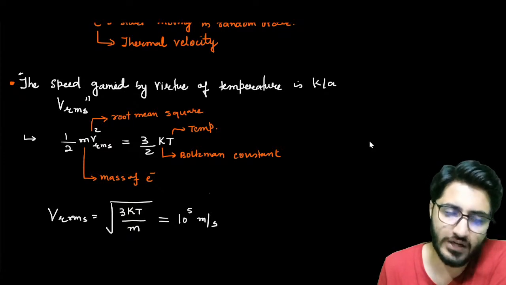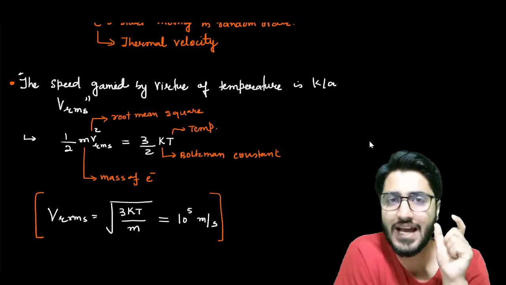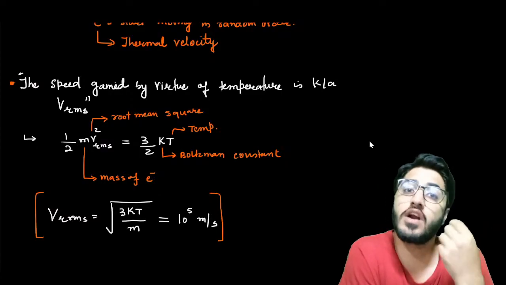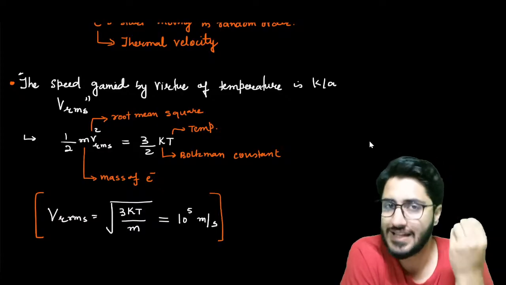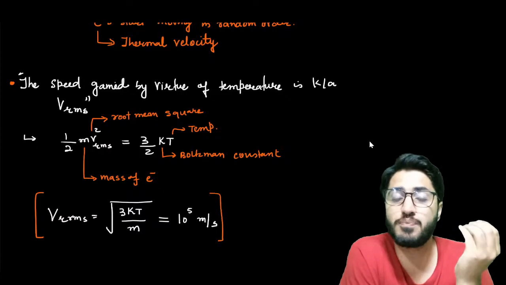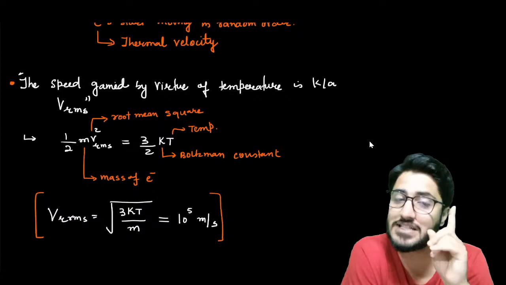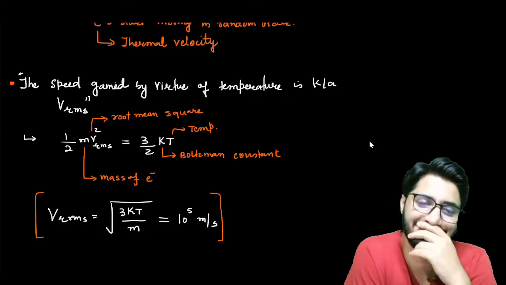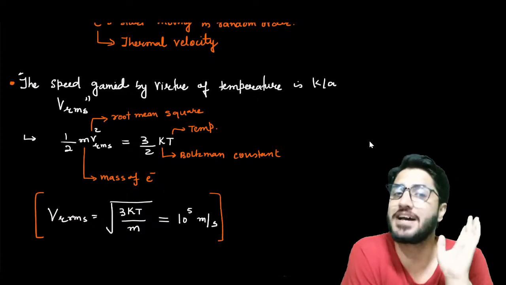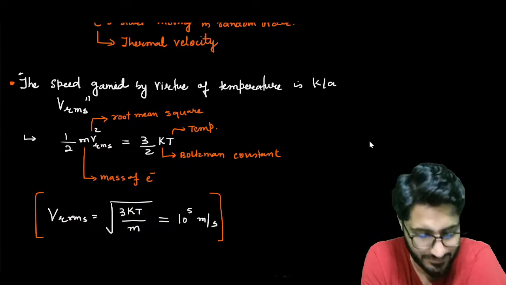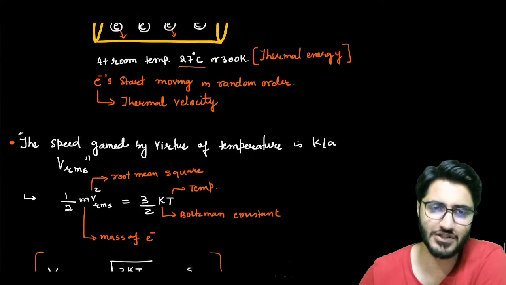Okay. So what you need to get from this particular equation is that, without giving any external electric field or potential difference, due to the room temperature, these electrons move with the speed of 10 to power 5 meter per second. These electrons move with this particular speed, and this speed arises due to the temperature. That's why this speed is known as VRMS, or thermal speed. Done? Clear now?